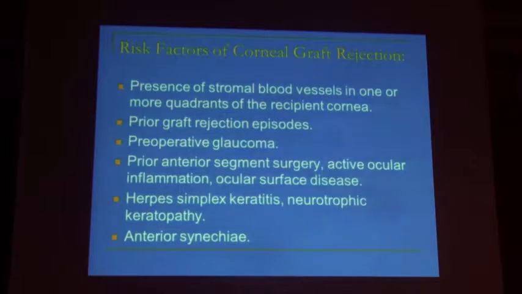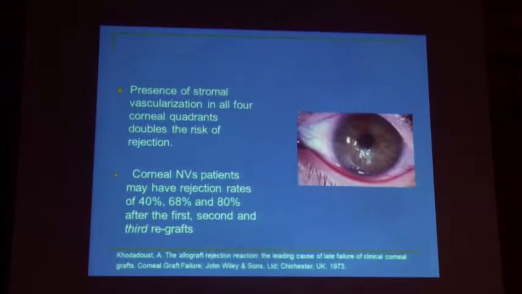What are the risk factors of corneal graft rejection? The first and most important one is the presence of stromal blood vessels in one or more quadrants in the recipient cornea. Others are prior graft rejection episodes, perioperative glaucoma, prior anterior segment surgery, active ocular inflammation, ocular surface disease, herpes simplex keratitis, neurotrophic keratopathy, and anterior synechiae. All these are risk factors for corneal graft rejection, but the most important, as I said, is corneal vascularization.